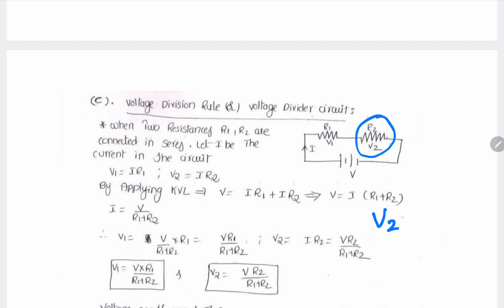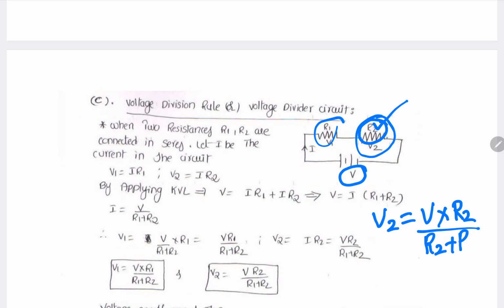So V2 is equal to, first of all, total voltage, V, into the resistor in which we are finding the voltage. In which resistor are we finding the voltage? R2. So V into R2 divided by the sum of resistors connected in series. R2 and R1 both are connected in series. R2 plus R1 or R1 plus R2, both are the same. This is the voltage division formula. Very, very important formula.